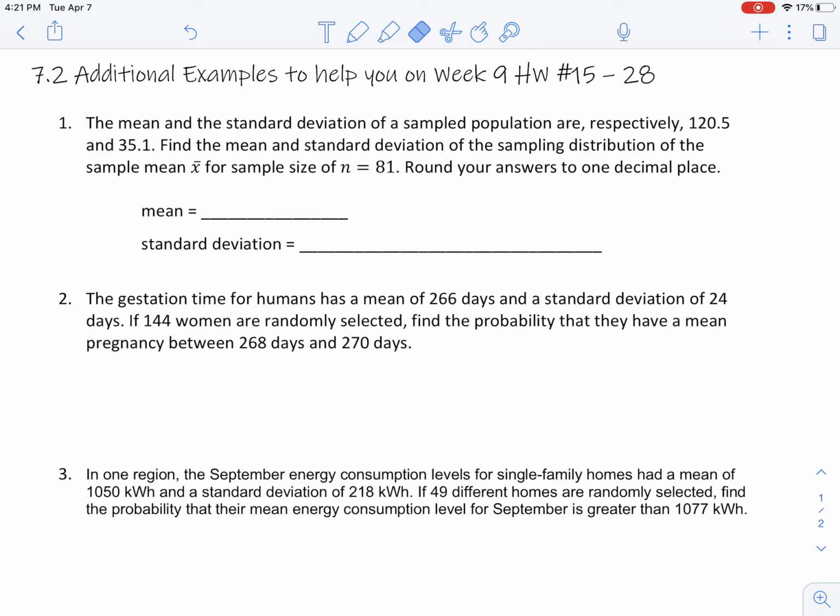Now let's go over some additional examples that will help you on your week 9 homework. The second part of the homework, 15 through number 28. And also you may see a couple of these on your exam 2 this Friday.